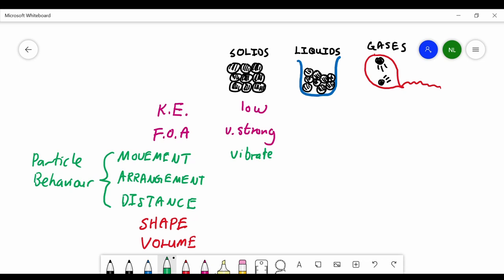In most solids, particles are arranged in an ordered, regular pattern. We can describe this arrangement as having order. Due to the strong forces of attraction, the particles in solids are held very close to one another with almost no spaces in between them, so the distance between particles of solids is small. Since the particles of solids are held together strongly, it is relatively difficult to change the shape of most solids. This is described as having fixed shape.